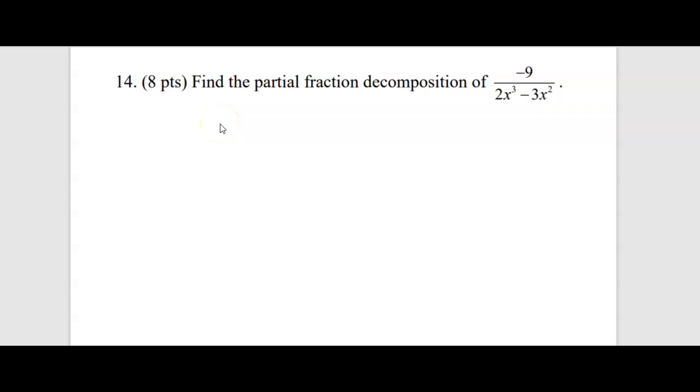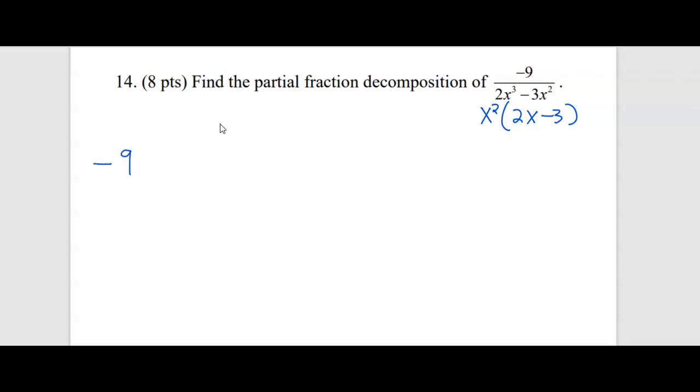Find the partial fraction decomposition. First off, we factor the denominator. In this case, we have a greatest common factor of x squared, leaving us 2x minus 3. This is the basis of our guess when we decompose this into partial fractions.